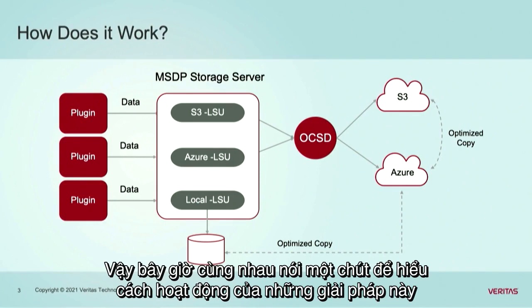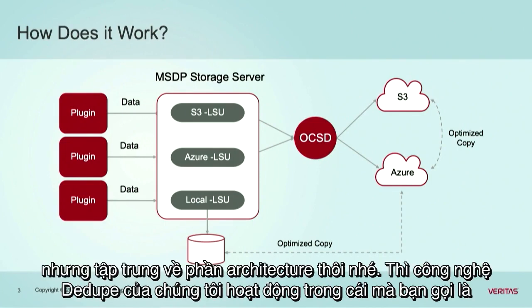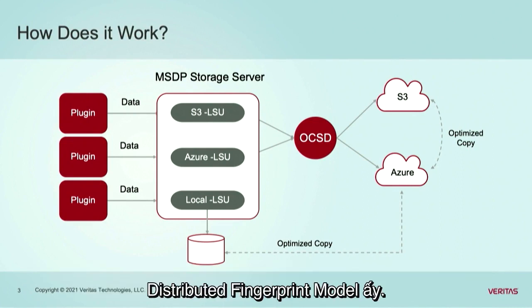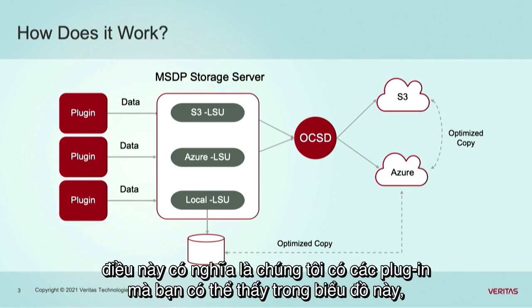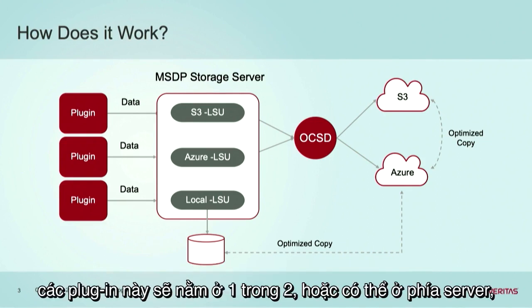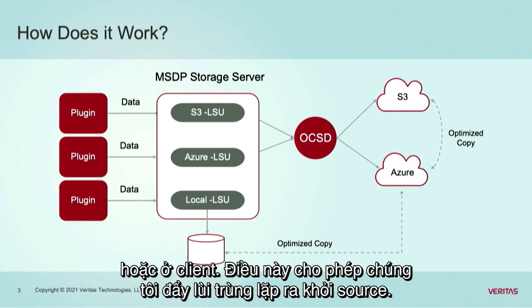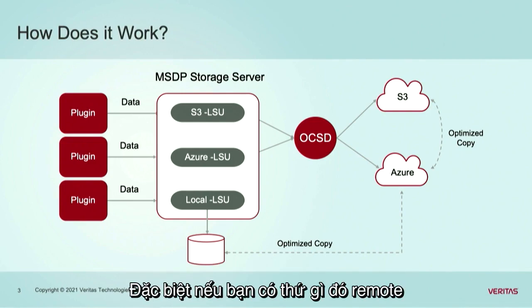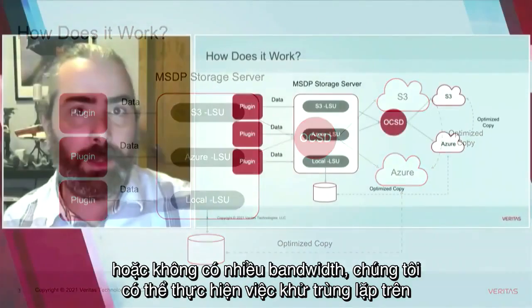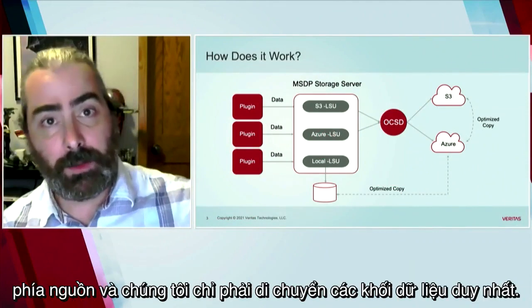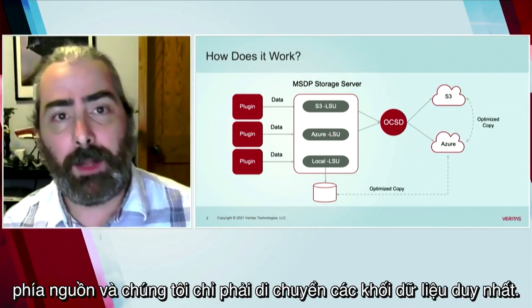So, let's talk a little bit more about how this works, just talk about the architecture a little bit. Our dedupe technology works in what you would call a distributed fingerprinting model. This means that we have plugins, which you can see in this diagram, which would reside either on the server side, or it actually can be on the client side. This allows us to push the deduplication out to the source, especially if you have something that's remote or doesn't have a lot of bandwidth. We can do the deduplication on the source side, and we only have to move unique blocks of data.